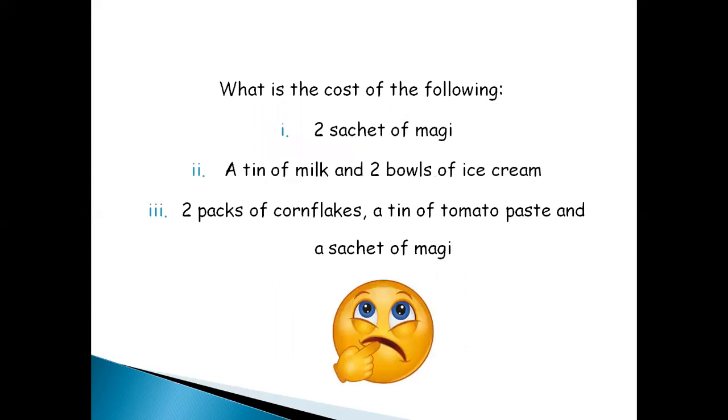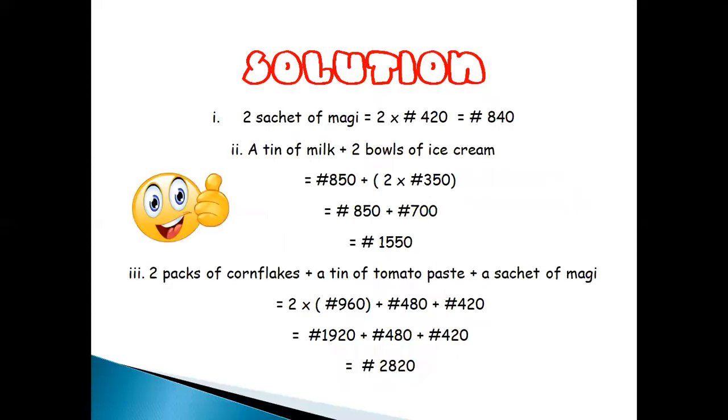Now the question is, what is the cost of the following? One, a sachet of Maggi, a tin of milk and two bowls of ice cream, two packs of cornflakes, a tin of tomato paste, and a sachet of Maggi. Okay, so what are we going to do? First of all, I must know the unit price. That means what is the cost of one of it? If you look at our price list, a sachet of Maggi is 420 naira. Do you get that? So it simply means for two sachets, I'm going to multiply 420 by 2, and that will give me 840 naira.